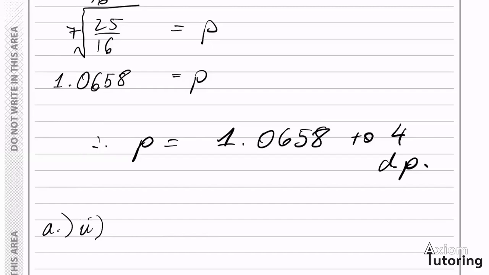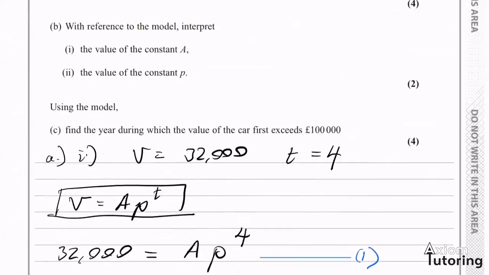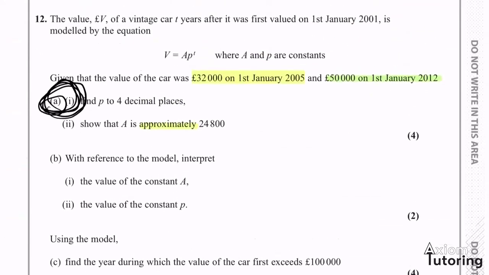Continuing with part AII for question 12, we now want to show that A is approximately 24,800. Notice that I've highlighted the word approximately here. Typically, we don't want to round until the very end when we give our answers in our A-level mathematics exams. However, in this case, because we're just showing that A is approximately 24,800, it means we can use our rounded value of P to 4 decimal places that we got in part AI.